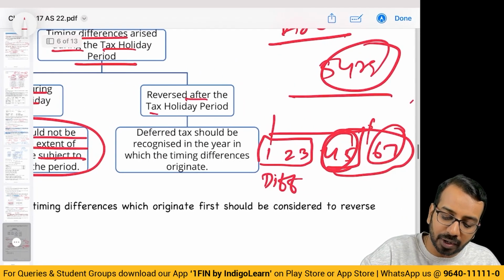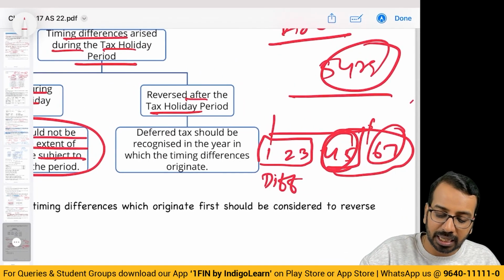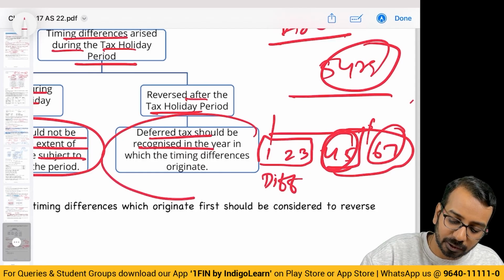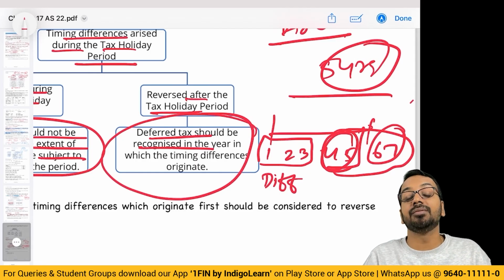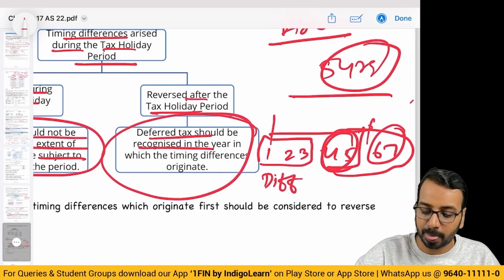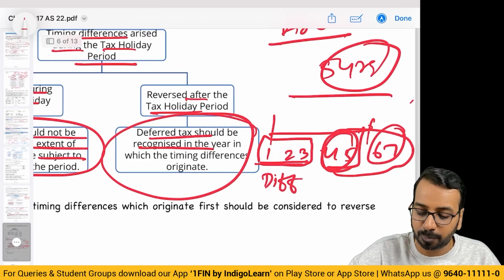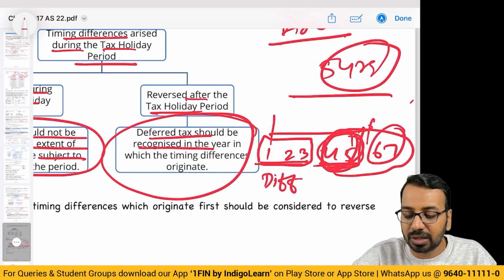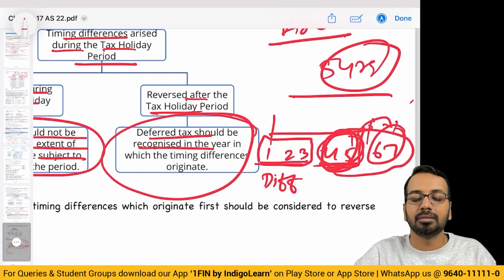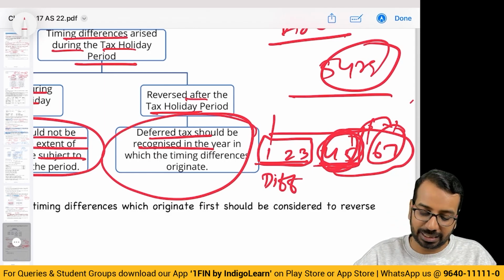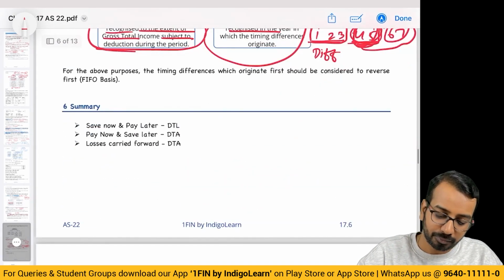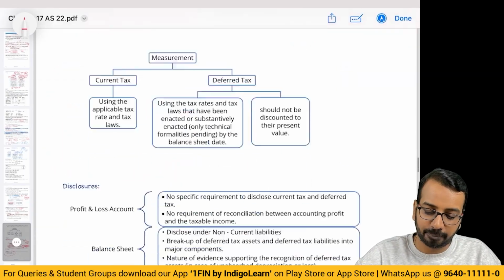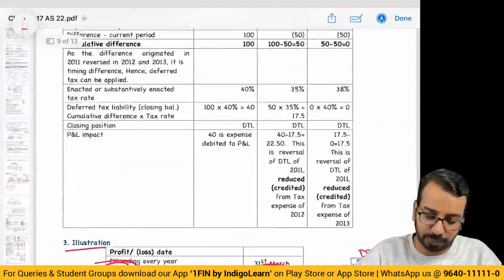And if it reverses after the tax holiday period, deferred tax should be recognized to that extent in the year in which the differences originate. So if differences arose in 1, 2, 3, whatever differences get reversed in 4, 5, ignore. If differences get reversed in 6, 7, for that you will provide the deferred tax impact. Okay. This summary you should keep in mind so that it is clear to you.